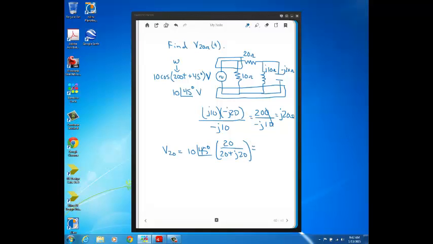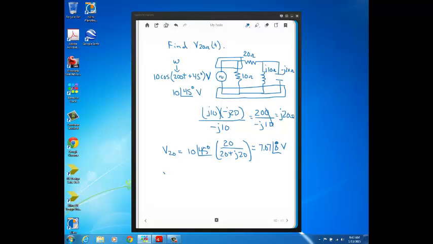And if you go ahead and work this out, I think you can see the degrees will come out 0, because 20 plus J20 has an angle of 45 degrees. Since this 45 degrees is in the denominator and this 45 degrees is in the numerator, and we have something here that's purely real with 0 degree phase angle, your overall angle for the voltage across the 20 will be 0. Then if you do the magnitudes, the multiplication and division, you'll see that the voltage across that 20 ohm comes out to 7.07 at an angle of 0 degrees volts. Okay, that's degrees again.